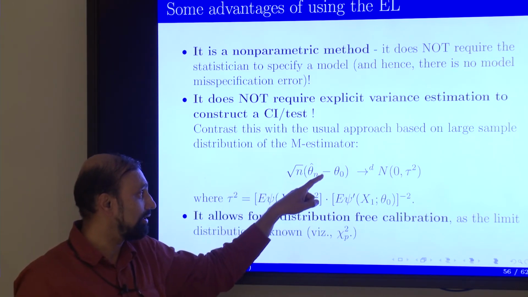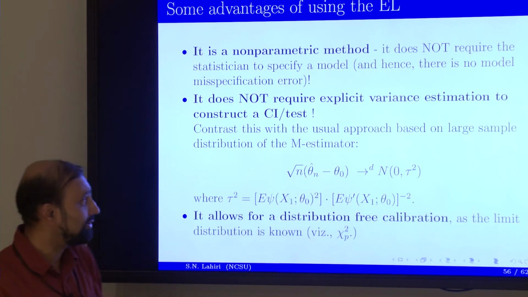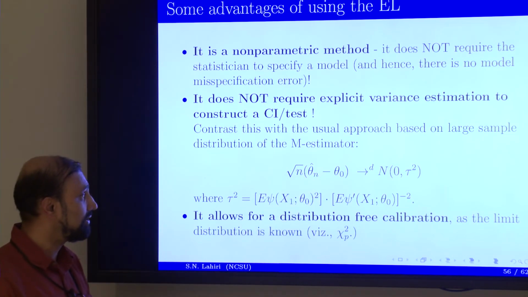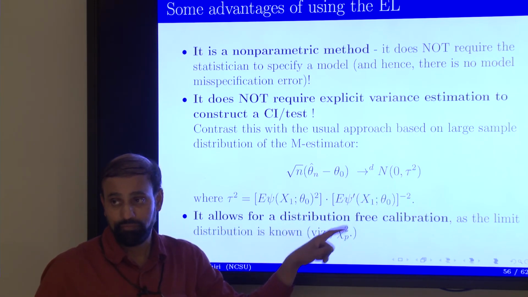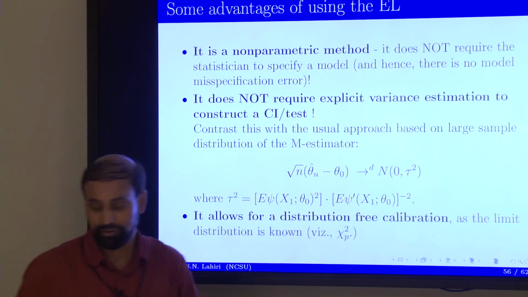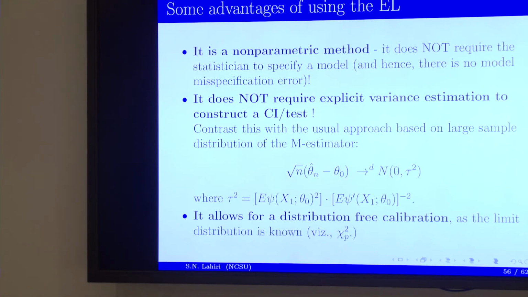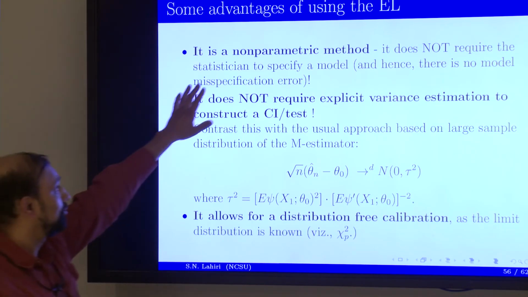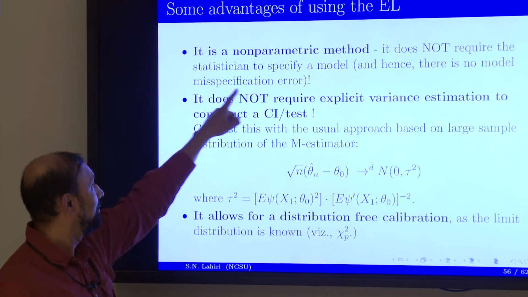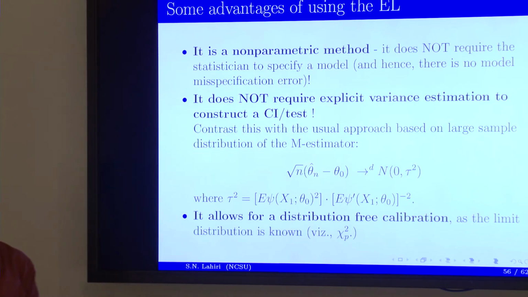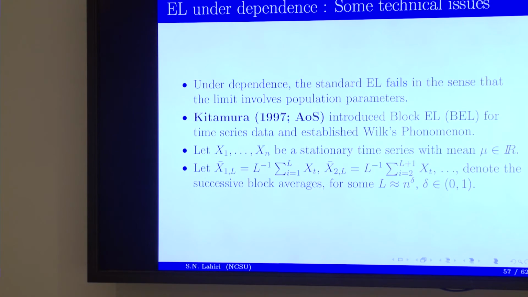If you are looking at the standard studentization based or self-normalization based approaches, then you have to estimate this tau. So that's one advantage. The other advantage is you do not need a parametric model. So you'll never be wrong on specifying your model. You don't need that. All right, so what happens in the dependent case?